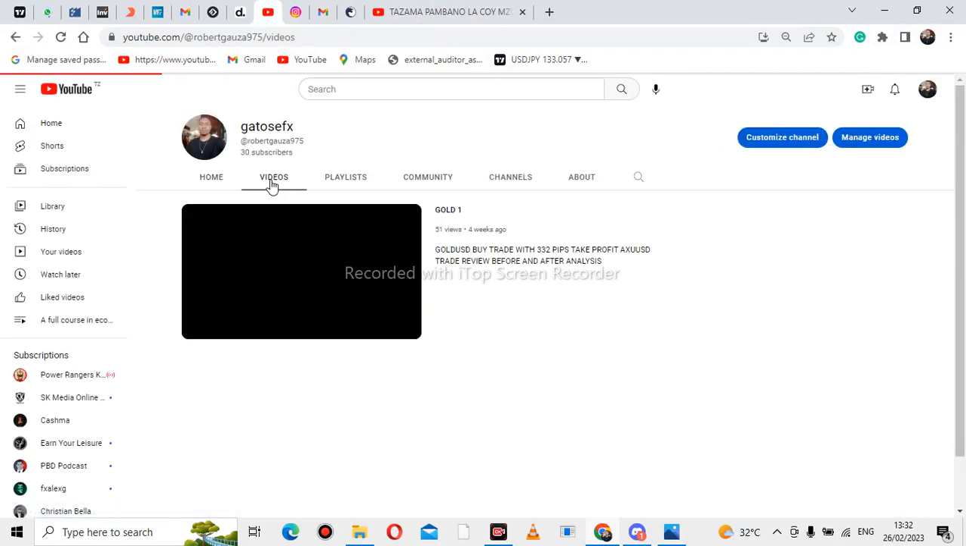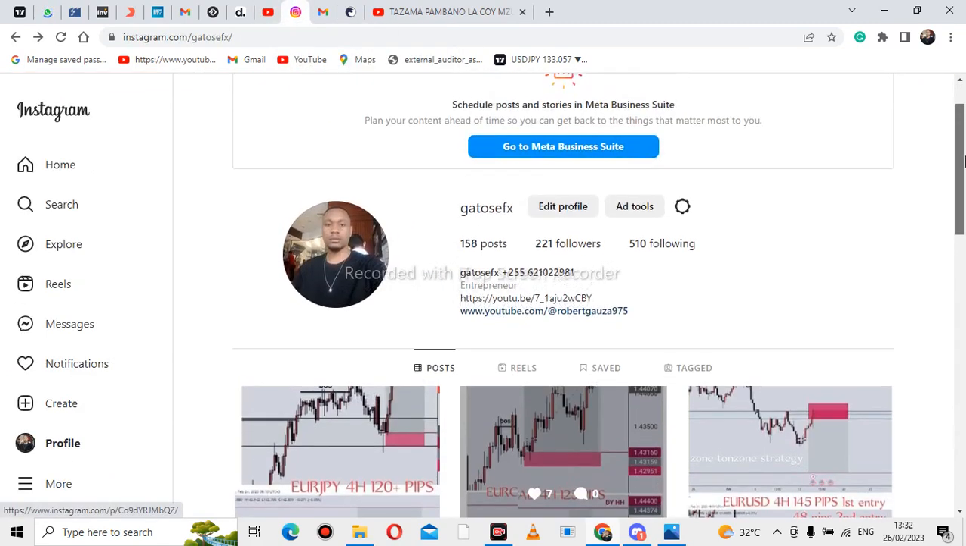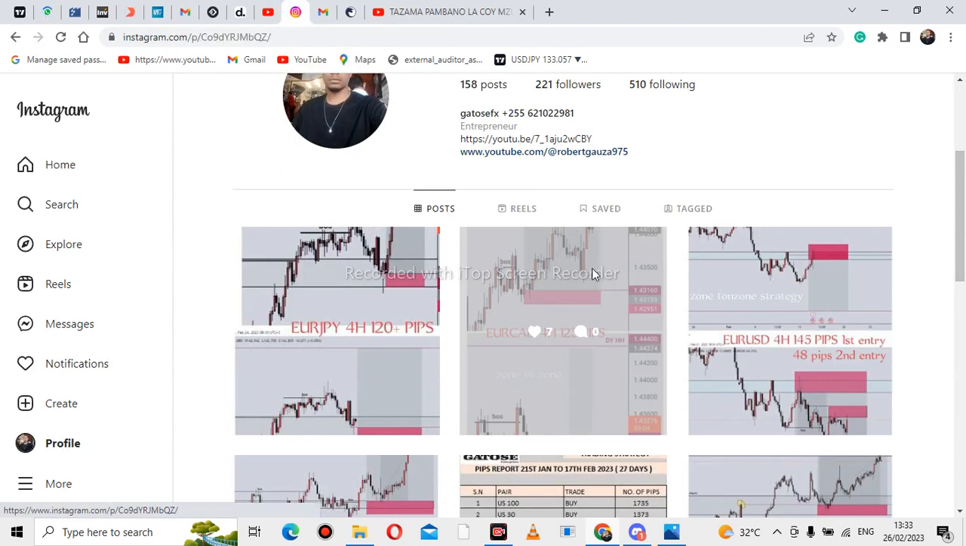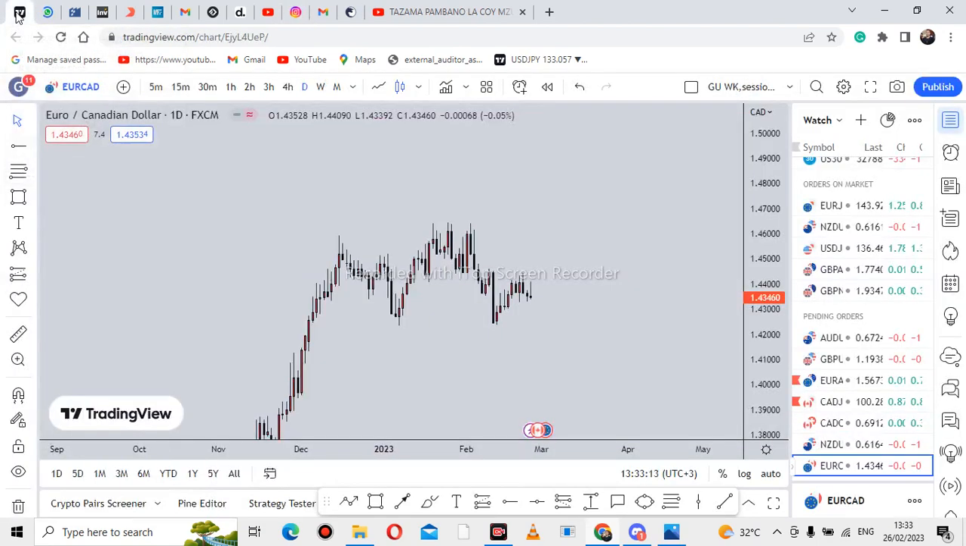This is Gatosefx. Today we are going to backtest and see how I took this trade. It was a EURCAD trade with 125 pips. We are going to take a look at how it was formulated and how I was able to spot this opportunity. So let's go to the chart and see what really happened.